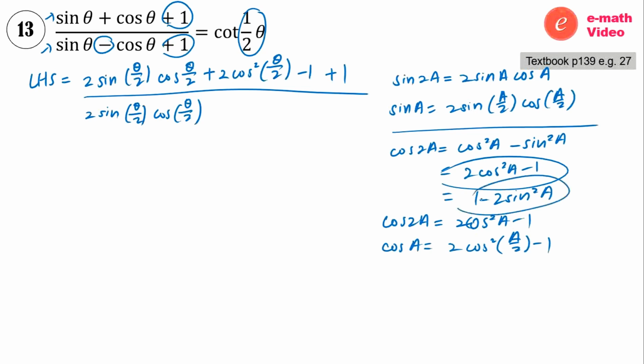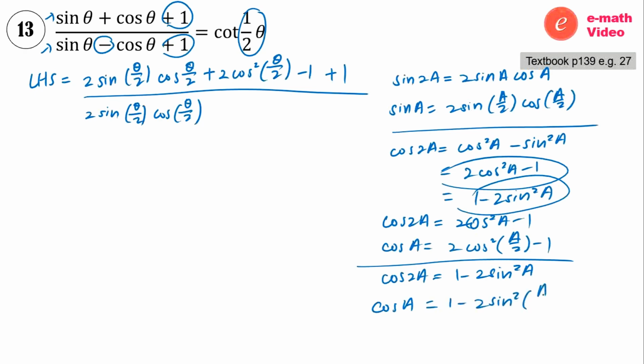I will choose the third one. Cos 2a equals 1 minus 2 sine square a. Half the angle, cos a equals 1 minus 2 sine square a over 2. Remember the minus sign in front? Maybe I write it in brackets so that we don't make a mistake: 2 sine square theta over 2. Then plus with a 1. Okay, on top, this 1 and 1 bye-bye already.